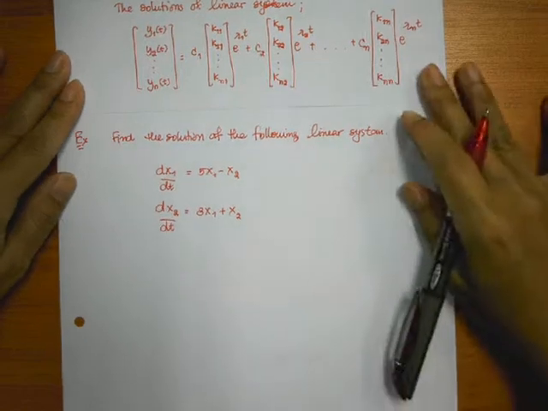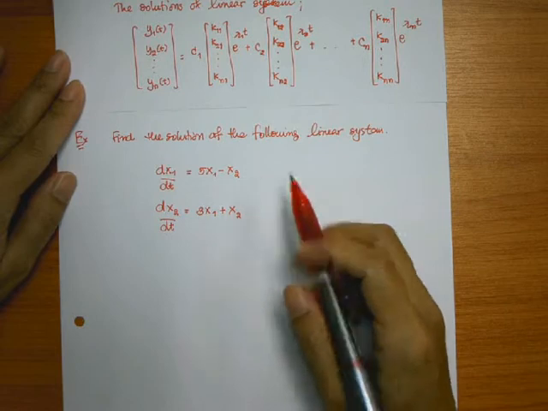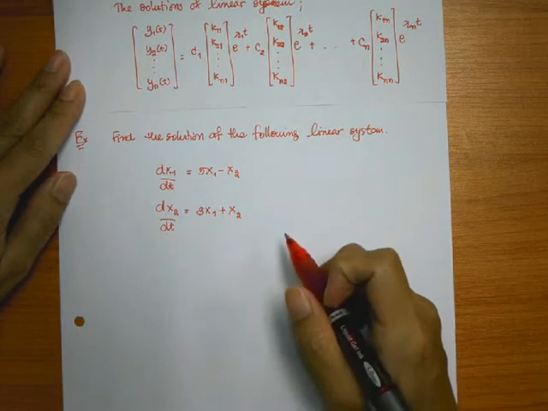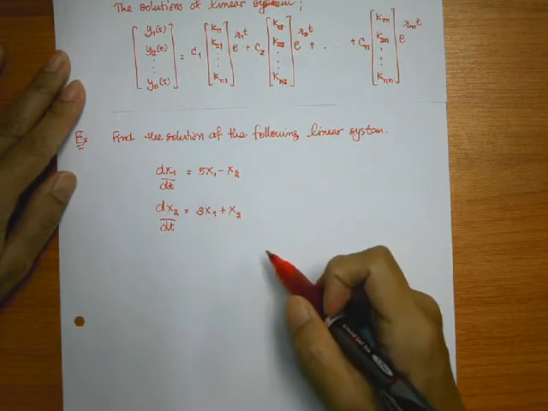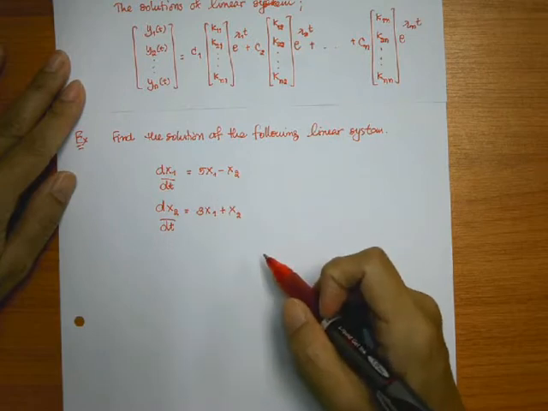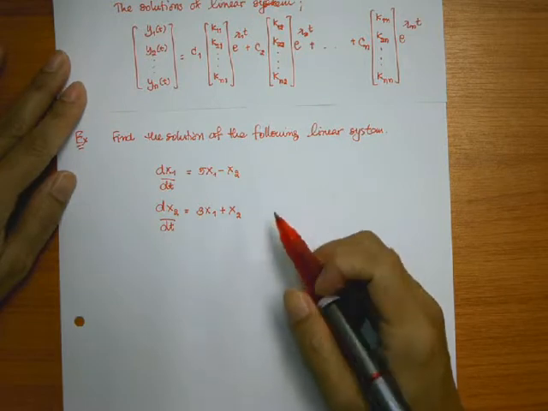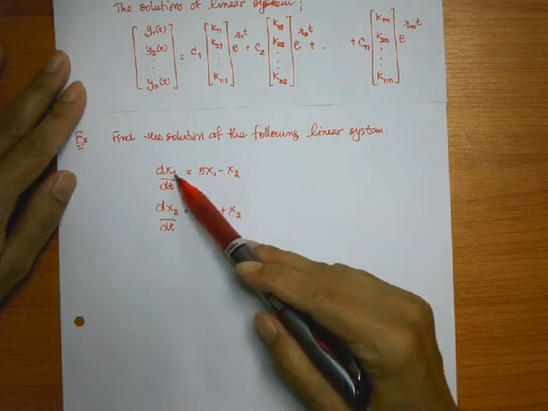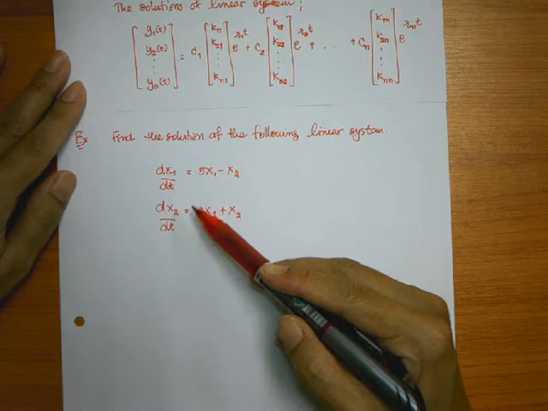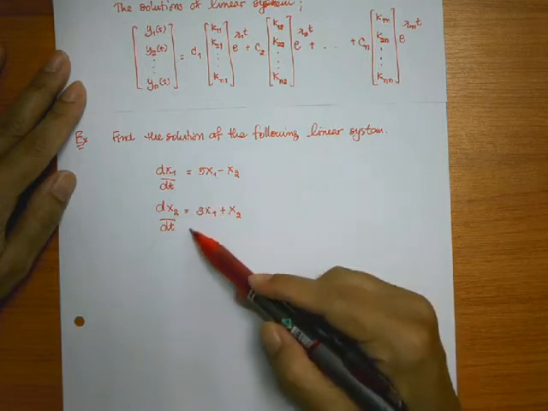If you take a look at this linear system, you would see that of course it is a differential equation. We have two dependent variables and one independent variable. The two dependent variables are x1 and x2, and the independent variable is t, right?